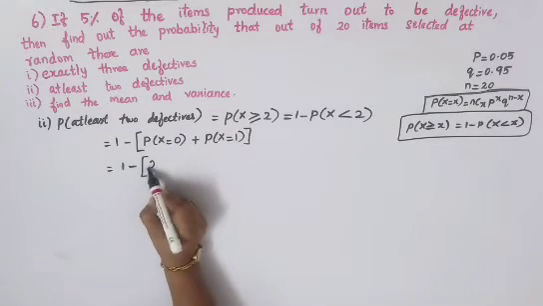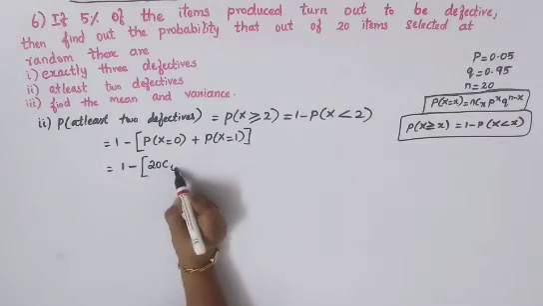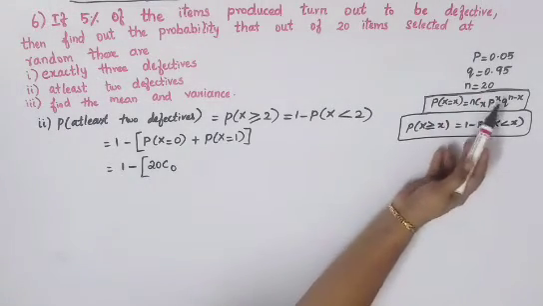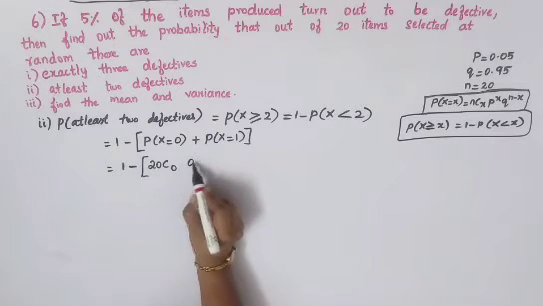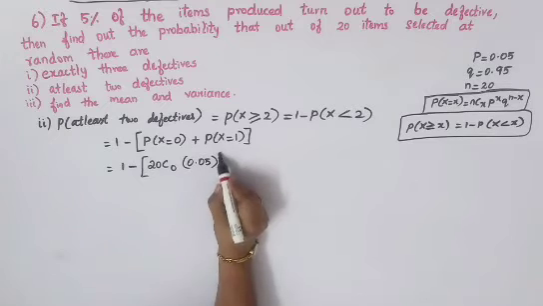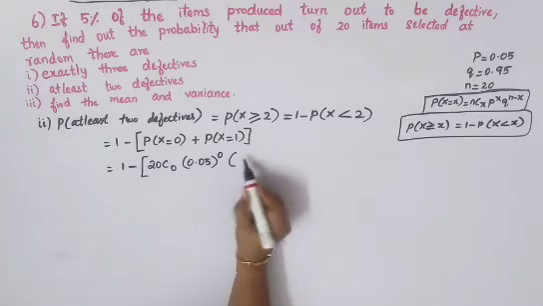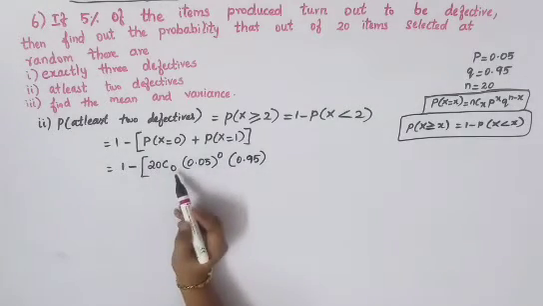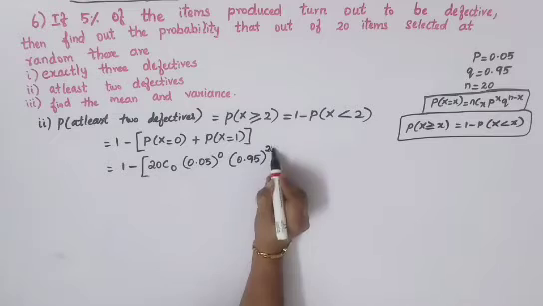20C0, your p is 0.05. So here in the place of p you will have to write 0.05, the whole power, again x is 0, and your q is 0.95, the whole power n minus x. Otherwise you can write 20 minus 0.